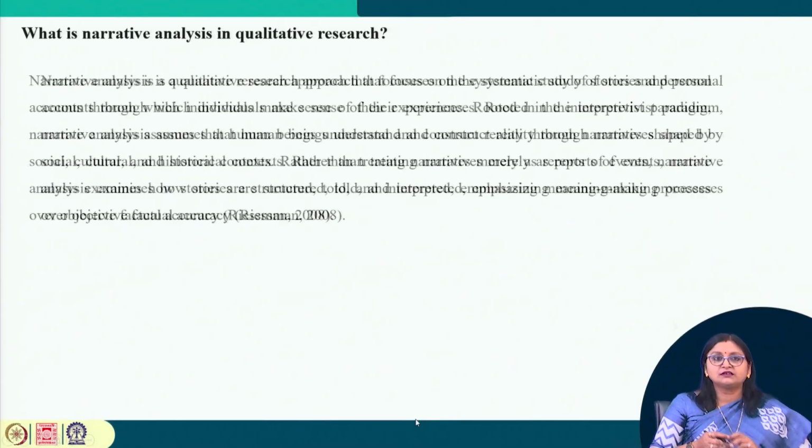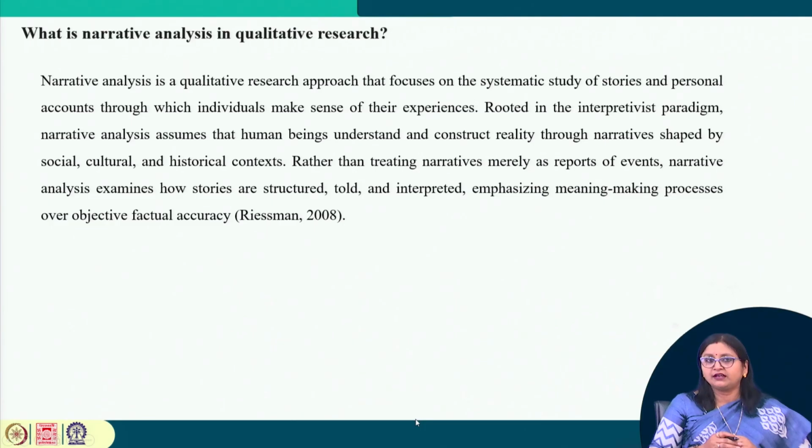So, what is narrative analysis in qualitative research? It also talks about focusing on the systematic study of the story, the personal accounts through which the individual makes sense of their experiences. They are telling their story.